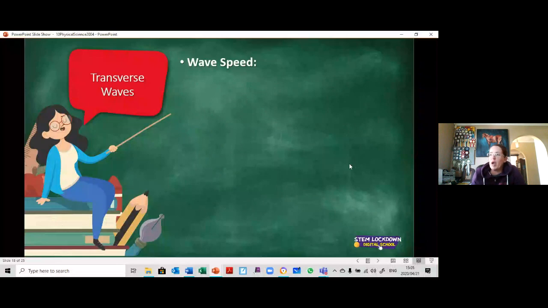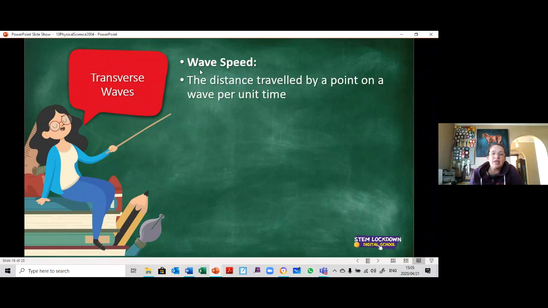Now we get to wave speed. Speed means how far do I travel versus how long it takes me. So the definition of wave speed is the distance traveled by a point on a wave per unit time. Okay?